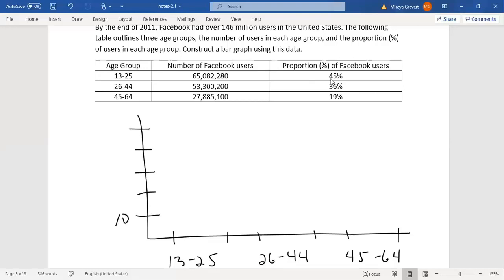I'm going to label that. Okay. And then you also want to label what these numbers represent. So it's the proportion of Facebook users.